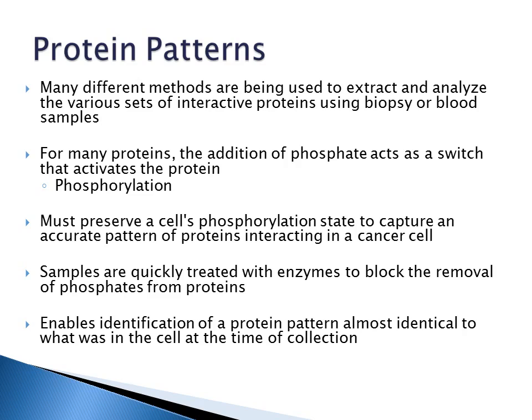To preserve a cell's phosphorylation state and capture an accurate pattern of proteins interacting in a cancer cell, researchers handle the biopsy or blood specimens very carefully. They have to see that samples are quickly treated with enzymes to block the removal of phosphates from proteins. This is going to enable the identification of a protein pattern almost identical to what was in the cell at the time of collection.